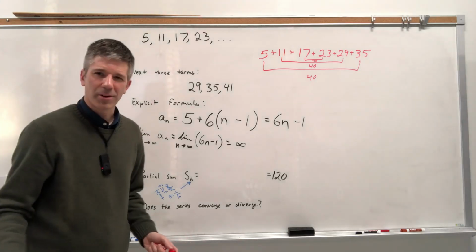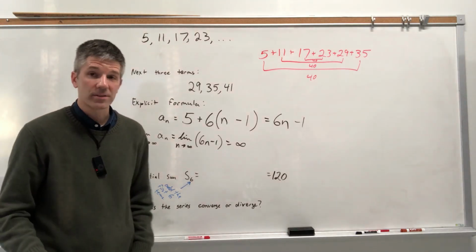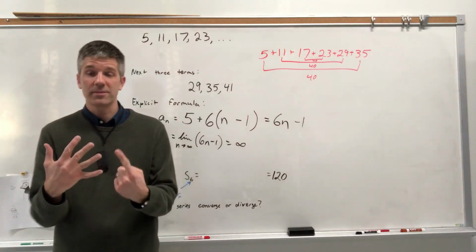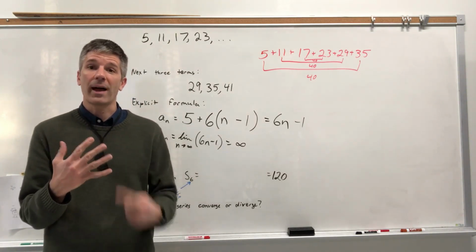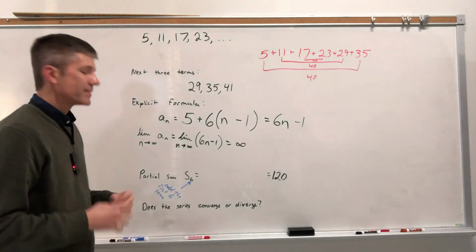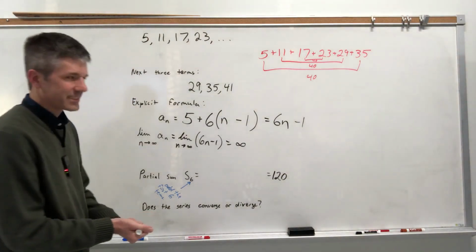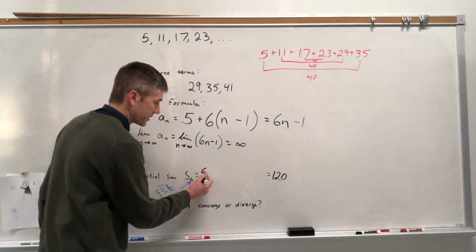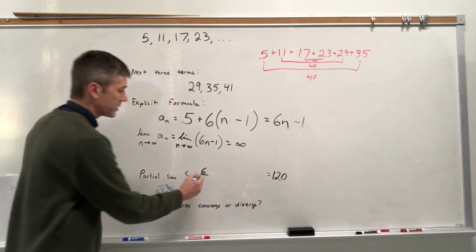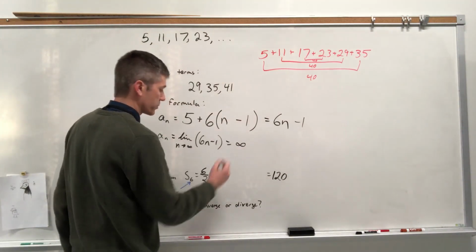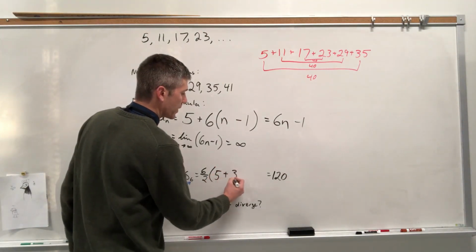Well, where'd the 3 come from? Well, because I had 3 pairs of numbers. But I'm adding 6 numbers, and so when I pair them up, I have 3 pairs. So here's what just happened. That is kind of the shortcut. Is the number of terms divided by 2, and then add the first one and the last one.